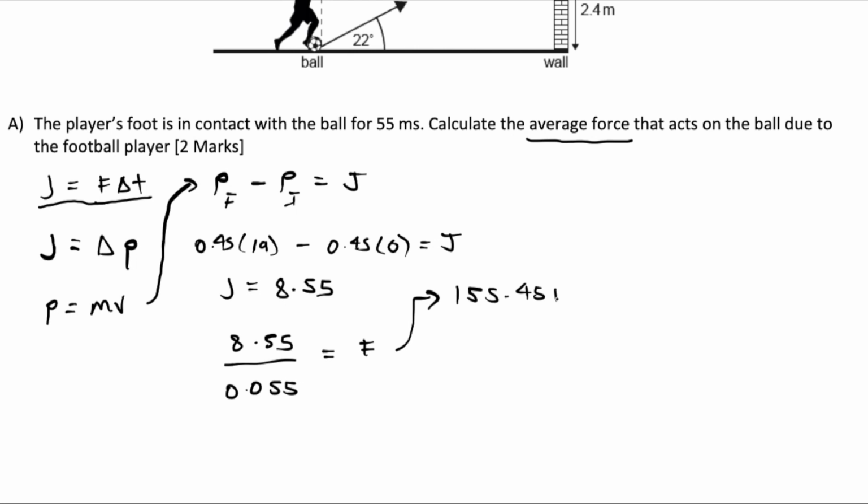And then putting this into a calculator, we get the answer is 155.45 newtons, and that is the average force that acts on the ball due to the football player. And that should be 2 marks, because we've used all the proper equations and showed all our working out and given the correct units, newtons. So that is our final answer for part A.